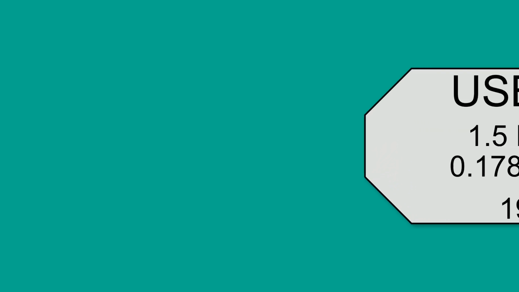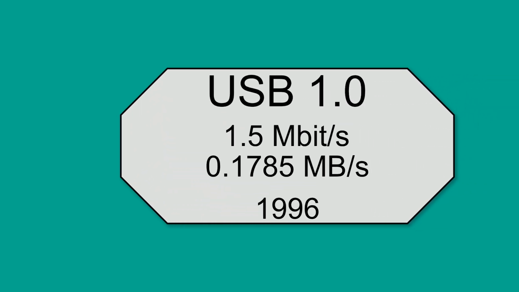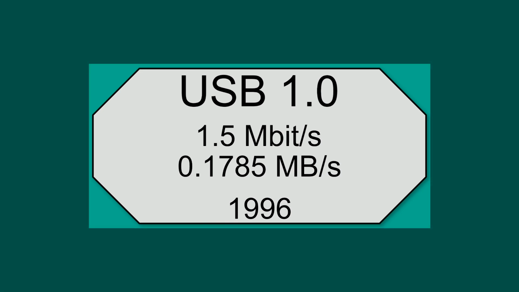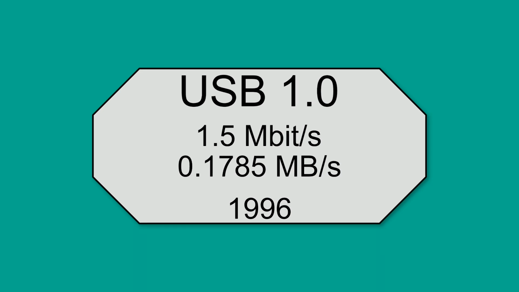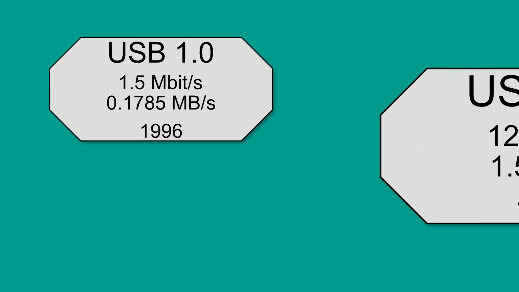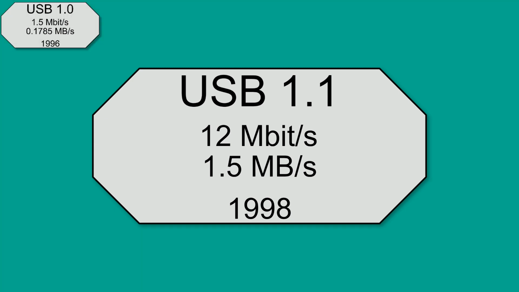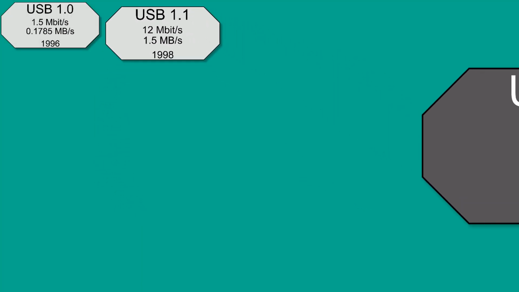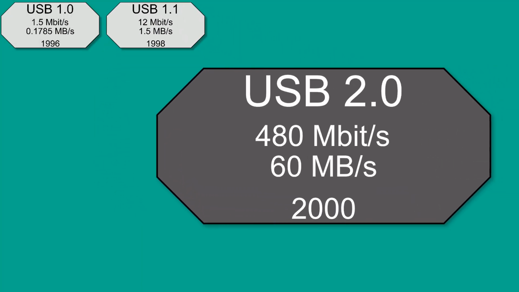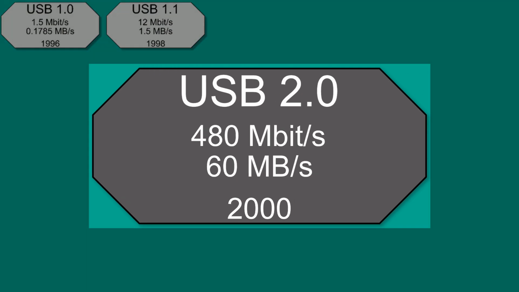Released in 1996, USB 1.0 came with 1.5 megabits of potential data transfer speeds. It also gave us USB Type A and Type B ports. It was quickly updated in 1998 with USB 1.1 and a faster 12 megabit speed. Superseded quickly in 2000, USB 2.0 pushes speeds up to 480 megabits, 40 times what USB 1.1 could handle.